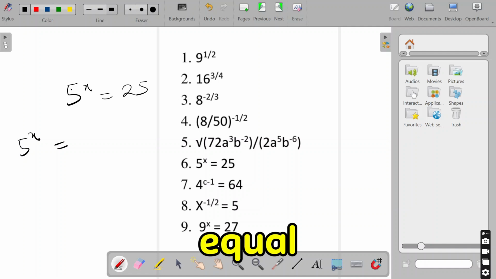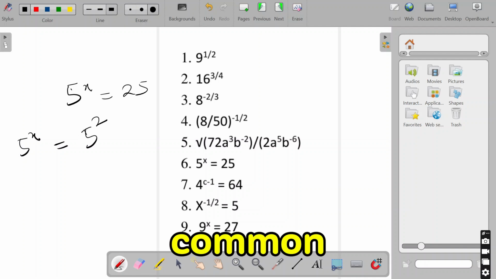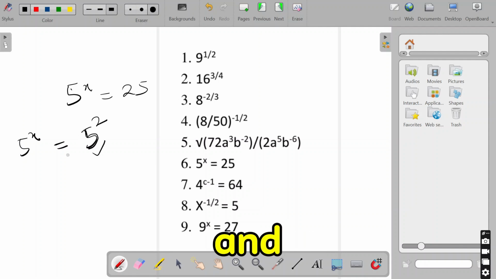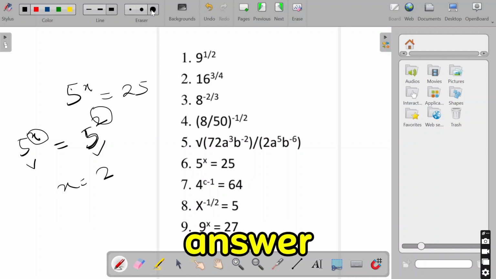What's on the left is the same thing as what is on the right. So 25 can be written as 5 raised to power 2. So we have a common base, 5 here and 5 here. But we are only interested in the index. X is 2. So the answer is x equals 2.